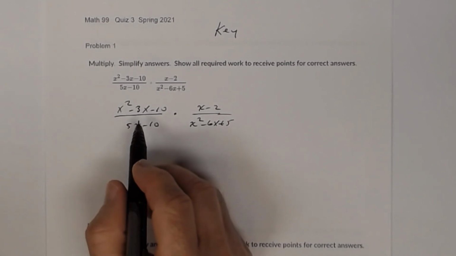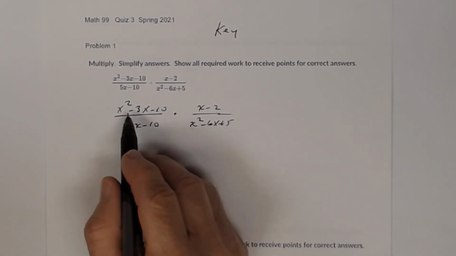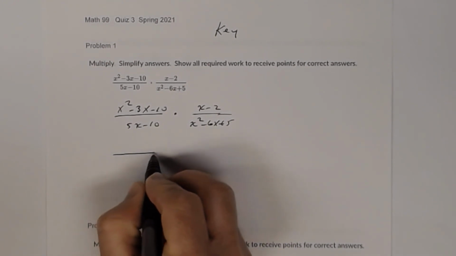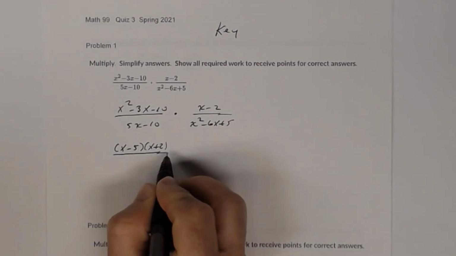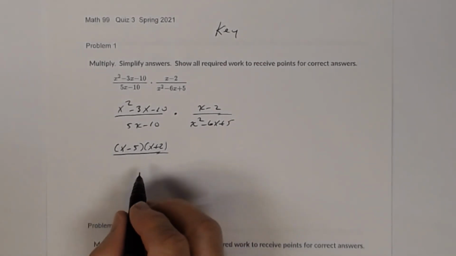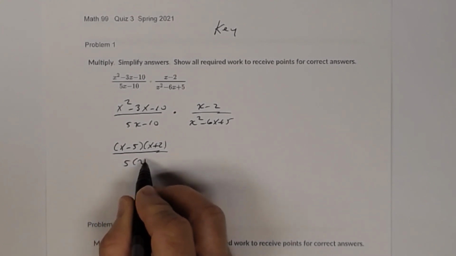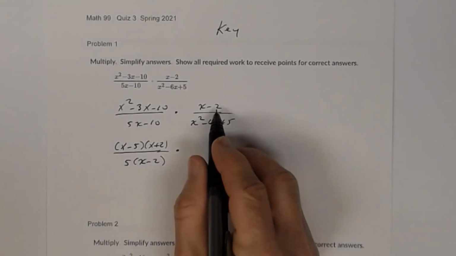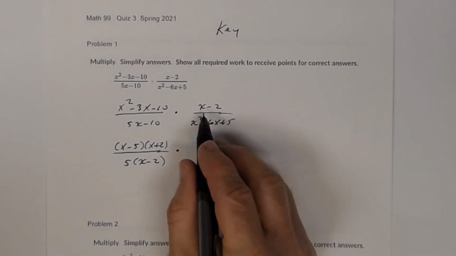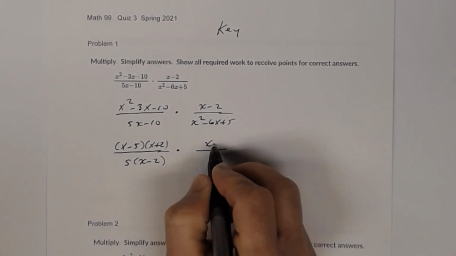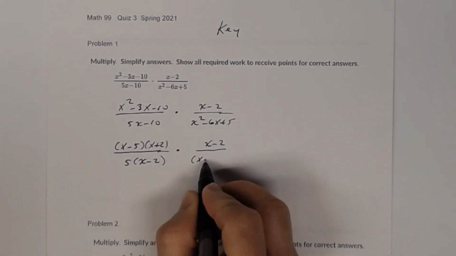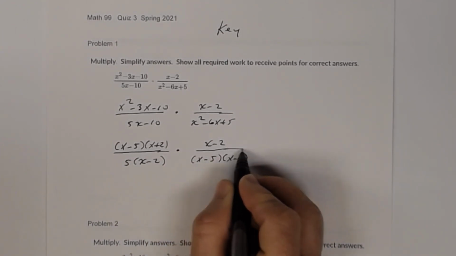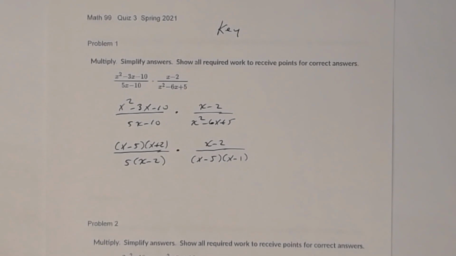So in the first numerator, this quadratic trinomial can be factored as x minus 5 times x plus 2. And the denominator, the GCF is 5 here, so I can factor out a 5, and so you get 5 times x minus 2. Then the numerator, x minus 2, the GCF is 1. There's nothing you can do there in terms of factoring, so I'm just going to go ahead and rewrite it over. The denominator, I can factor as x minus 5 times x minus 1. All right, so the first thing I did was factor the numerators and the denominators.